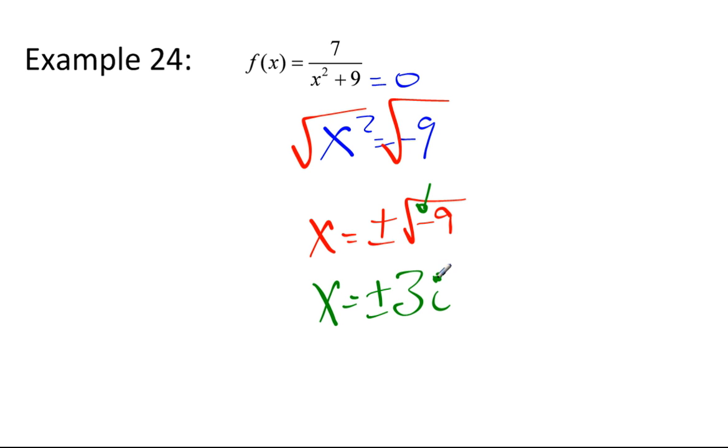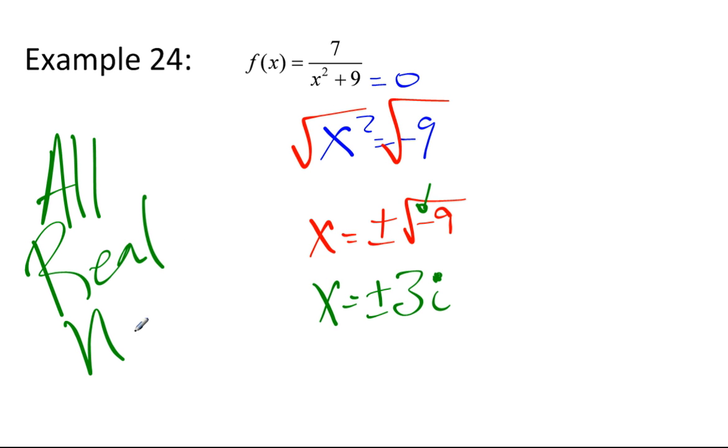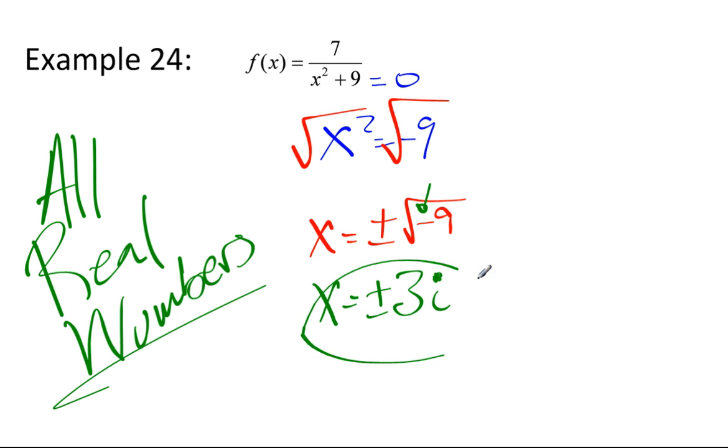Okay, my eyes finally look cool now with this nice new pen. So plus or minus 3i. Is there any way that we were going to plug in an i here? Is that going to happen? No, it's imaginary. We're not going to plug that in. So that means this is all real numbers, because the only one that doesn't work is imaginary.